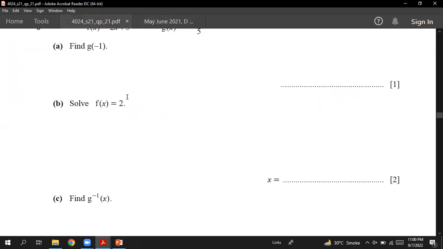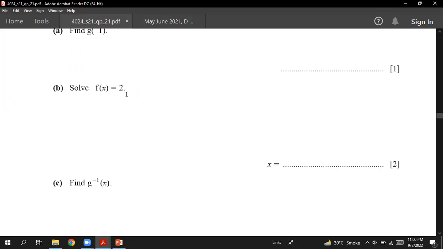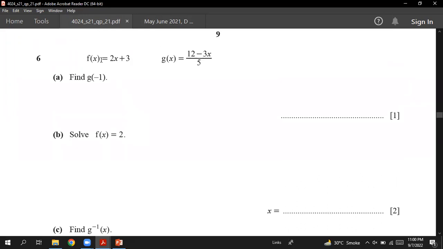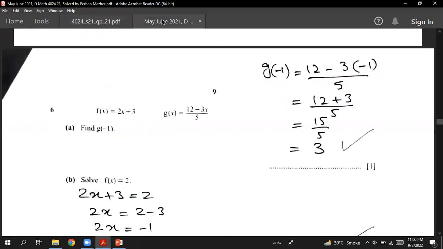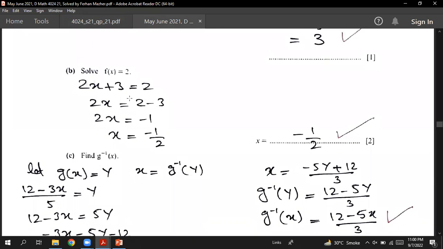My second part is to solve f of x equals 2. So f of x is 2x plus 3, and I will write it equals 2, and then I will try to solve it. So 2x plus 3 equals 2, so 2x equals 2 minus 3, 2x equals minus 1, x equals minus 1 divided by 2. So the answer is minus 1 divided by 2.